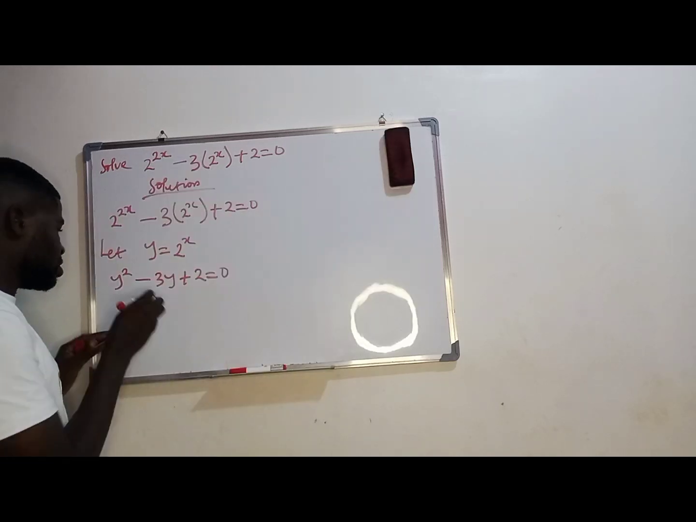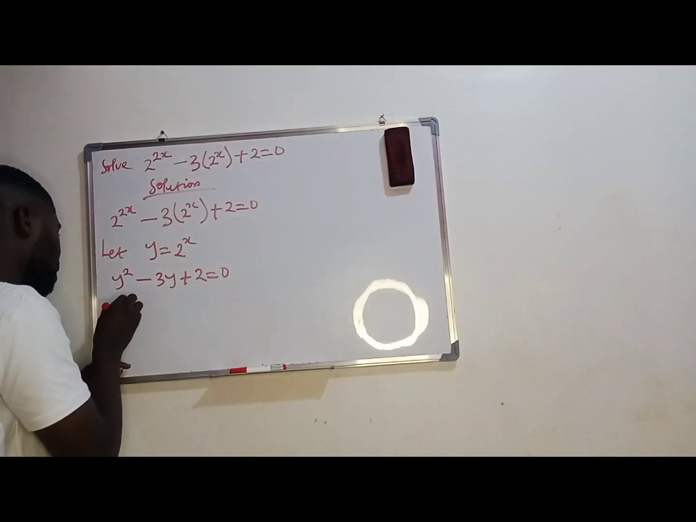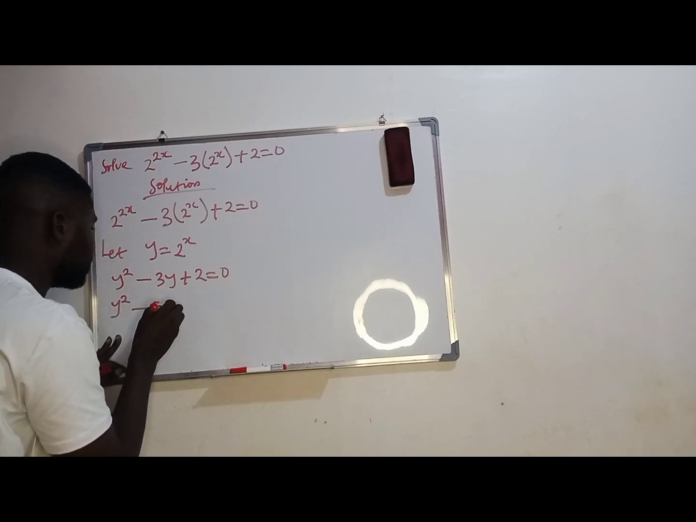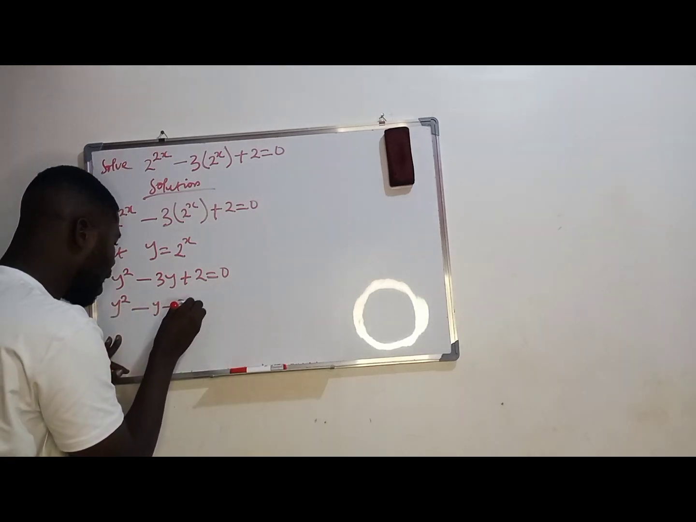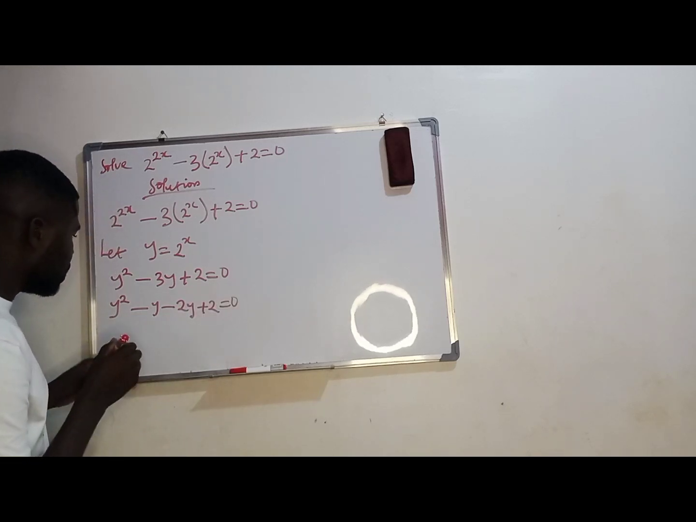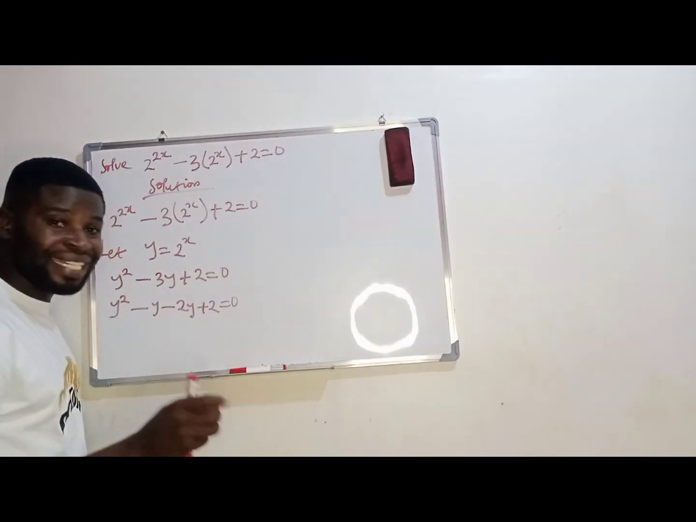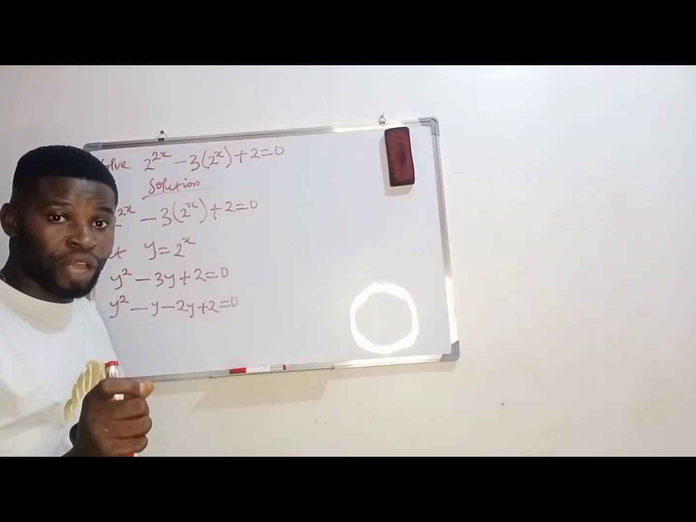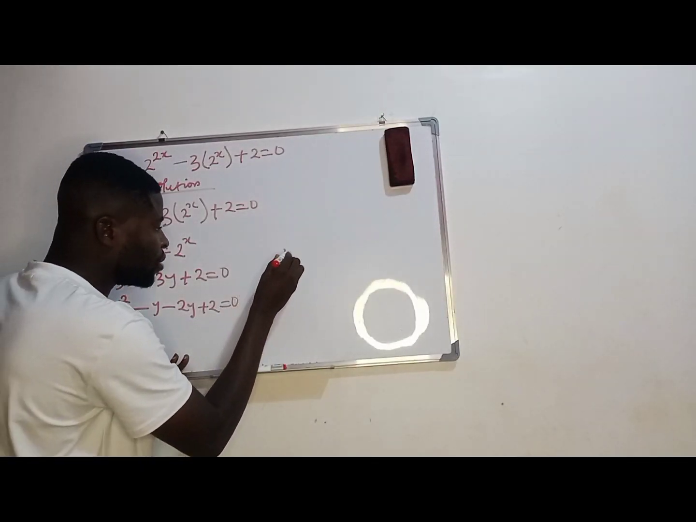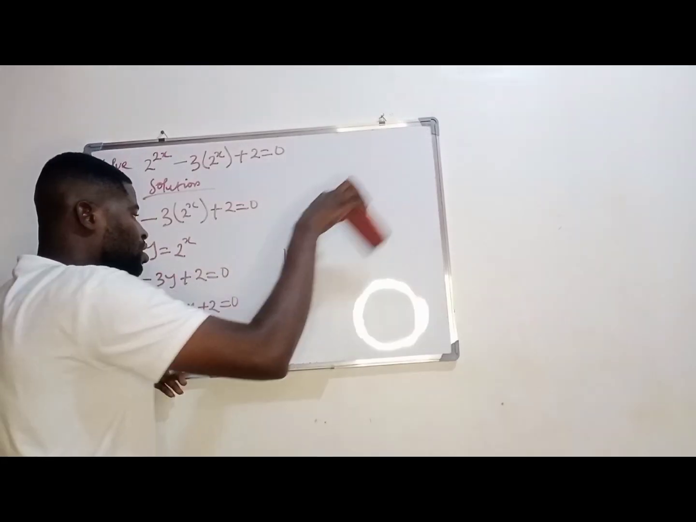So now, from this, we've seen the two factors. y raised to power 2 minus y minus 2y plus 2 is equal to 0. Now, any variable standing on its own has a coefficient of 1, and that is the reason why you did not see 1y. Are you getting what I'm saying? Now, proceed.